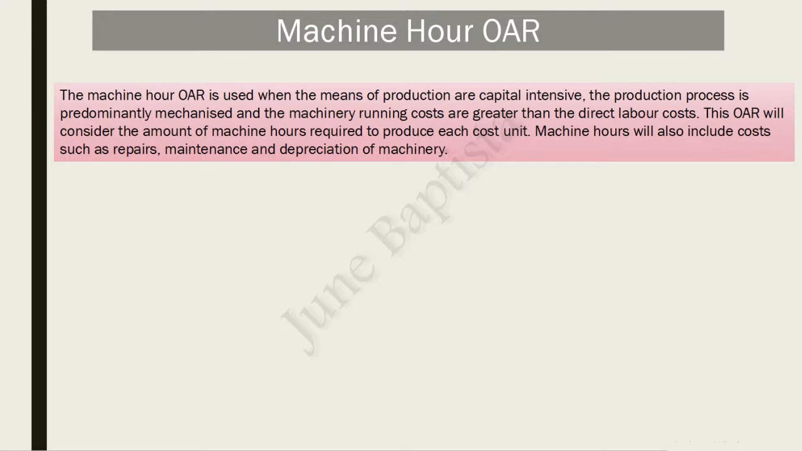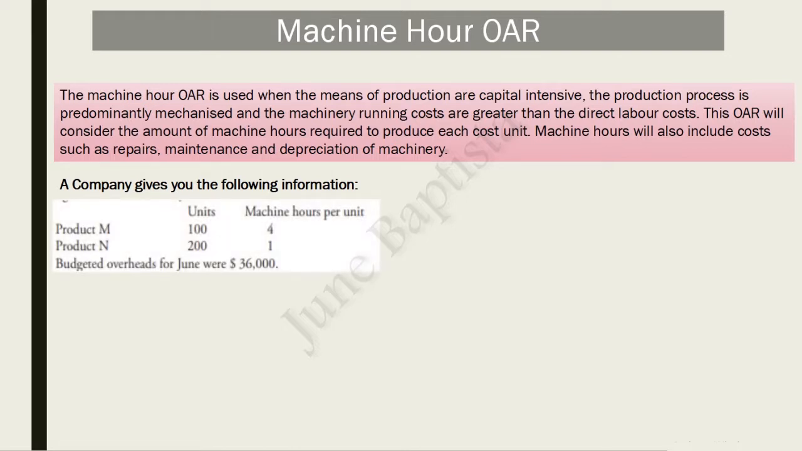Here is an example taken from my book, Revising AS Accounting, a study guide. Now let us look at the exhibit. A company gives you the following information. Product M, 100 units are produced, and 4 machine hours are used to produce each unit. Product N, 200 units are produced, and 1 machine hour is used to produce each unit. The budgeted overheads for June are $36,000.